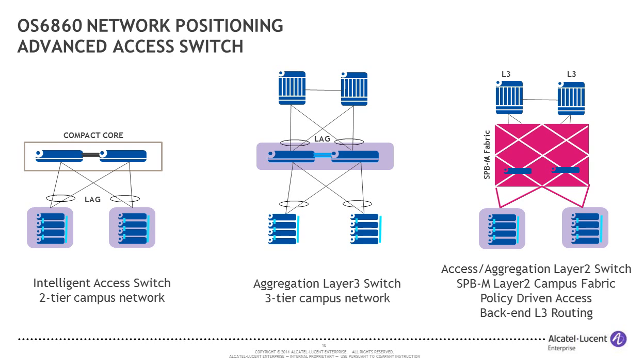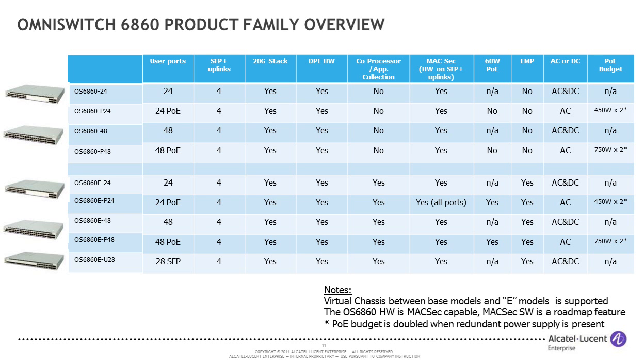But before I go into any more depth on that, I do want to cover the highlights of the portfolio within the 6860 line. And if you're familiar with other OmniSwitch lines from Alcatel-Lucent Enterprise, we have several different flavors of the 6860 as well as other OmniSwitches. So there will be 24-port models, 48-port models, 24 and 48-port powered models, and then, as I mentioned, that U24, which is a fiber-only model, which could be positioned in that distribution tier like we were talking about.